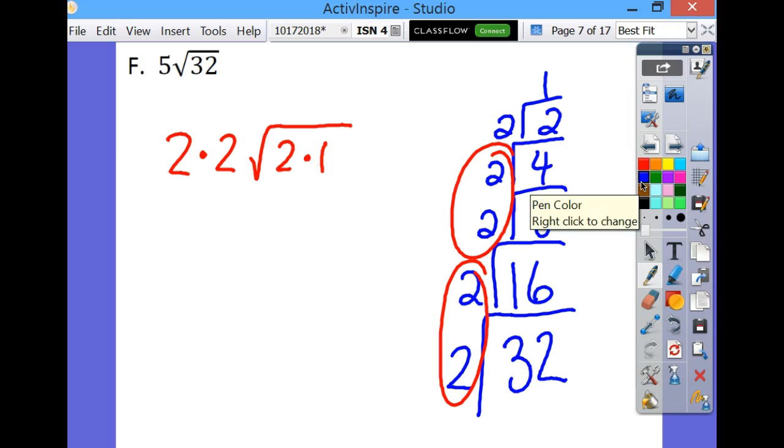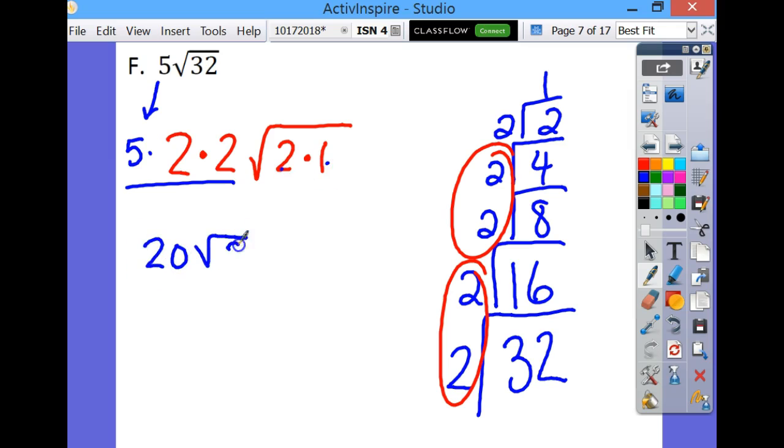We also, out in front, had the number 5. Multiply 5 times 2 times 2 for the number out in front. 2 times 1 stays under the radical sign.